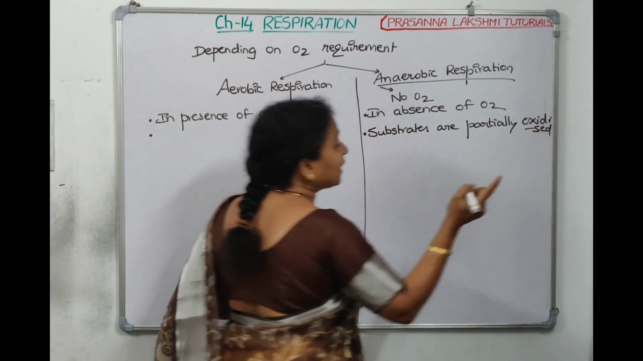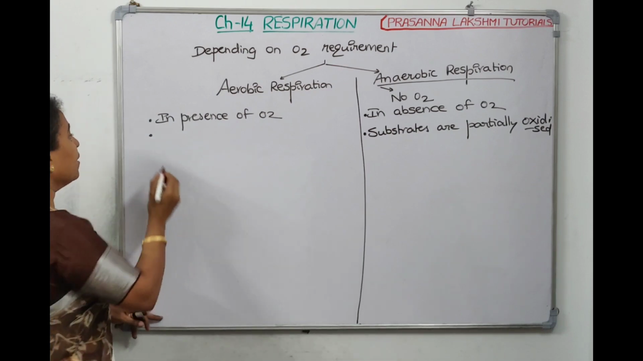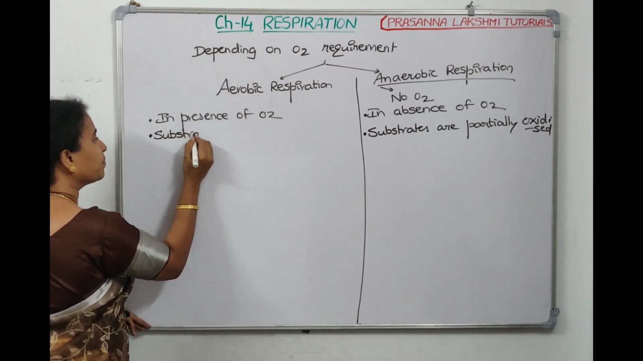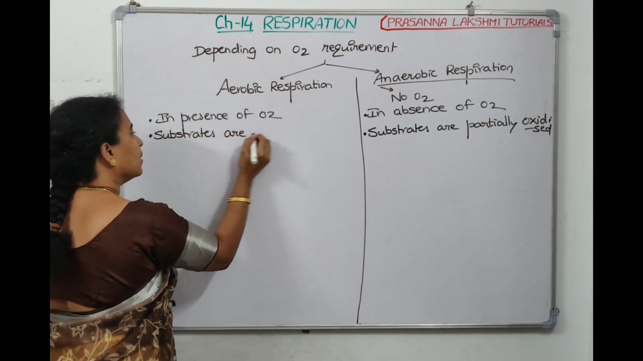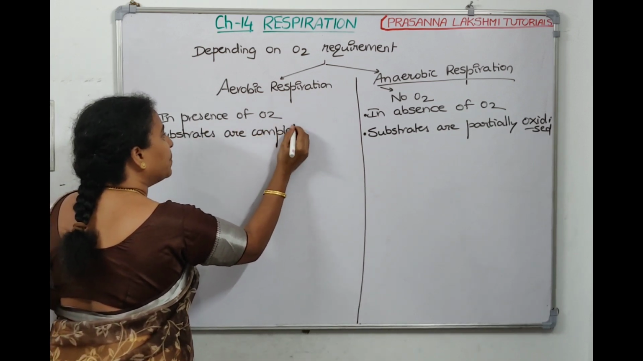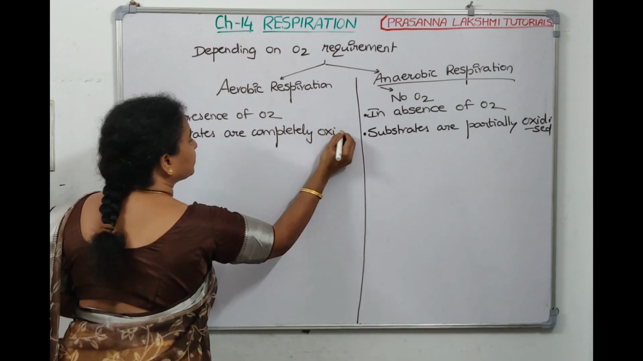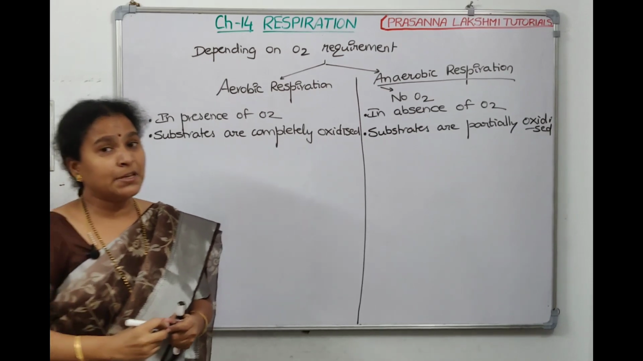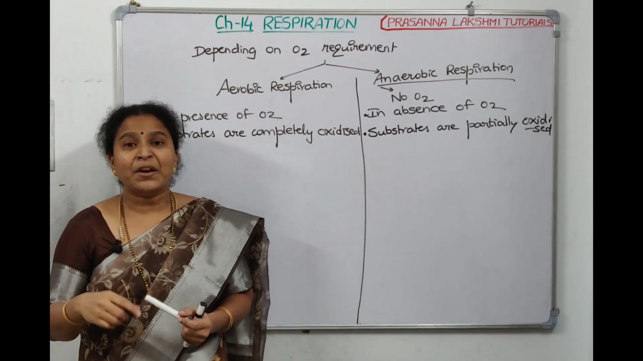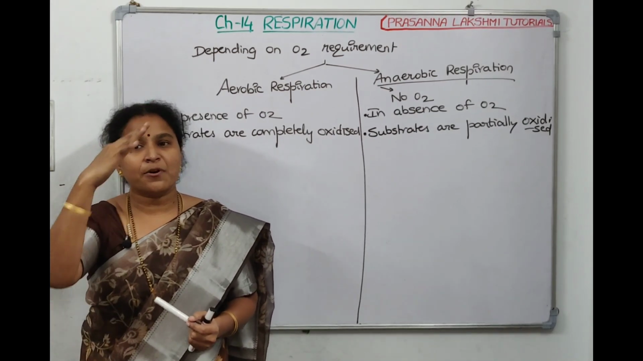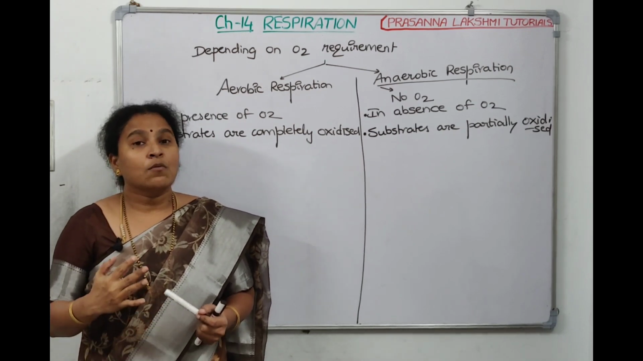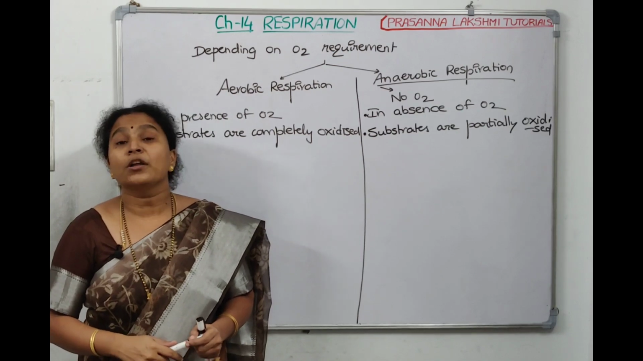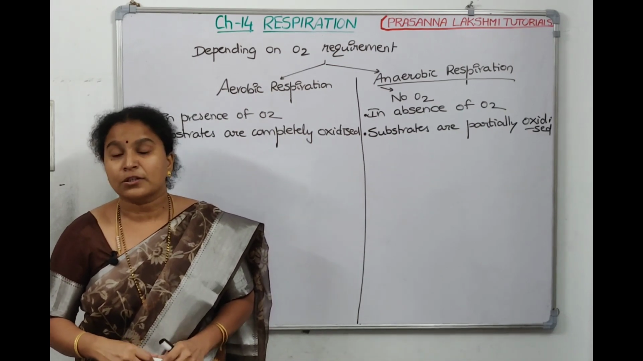They are not completely broken, they are partially oxidized. Whereas in aerobic respiration, the substrates are completely oxidized. Just now we saw the structure of glucose, and when we tried to break all the C-C bonds, what do you get? When you completely oxidize it, we get 6 molecules of carbon dioxide and 6 molecules of water, right?